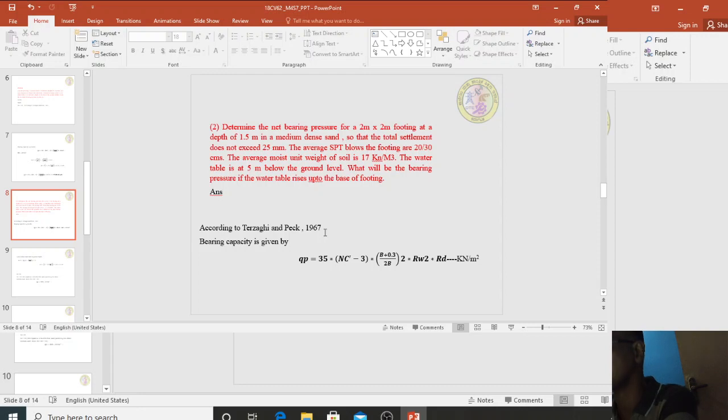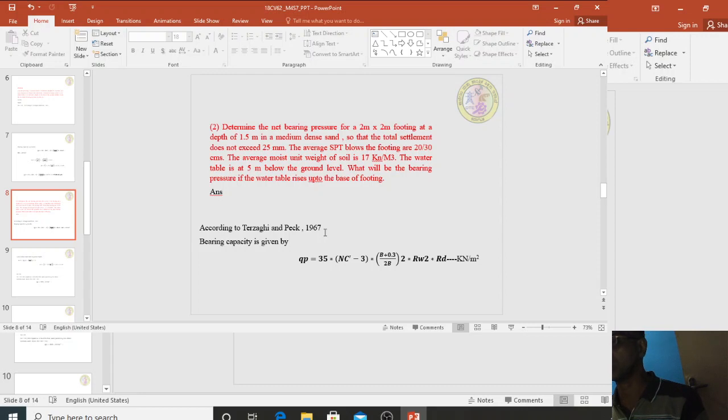Medium dense sand is given and the total settlement is 25 mm. If you want to get 25 mm settlement directly, it is by using the Peck equation, and indirectly they have given the SPT value at 30 centimeter. Instead of the N value they have given it verbatim as 20 for 30 centimeter. So N is equal to 20. The average moist unit weight, gamma, is given. The water table is 5 meter below the ground level.